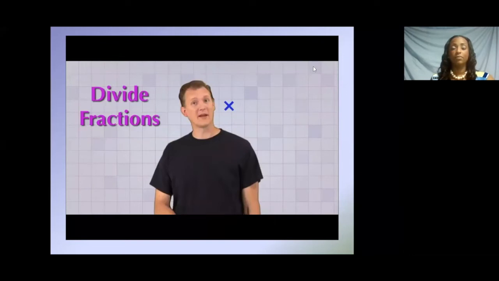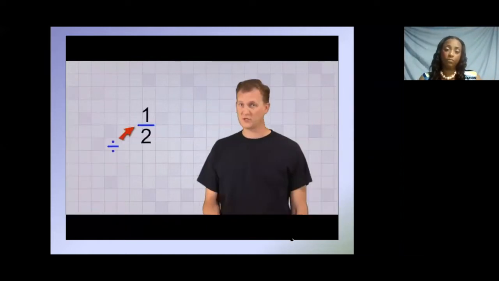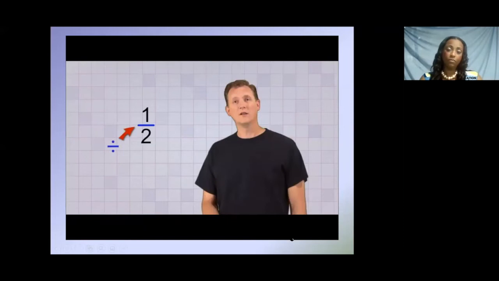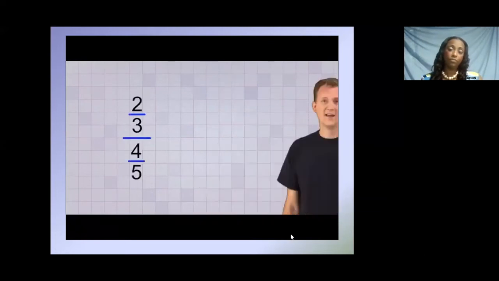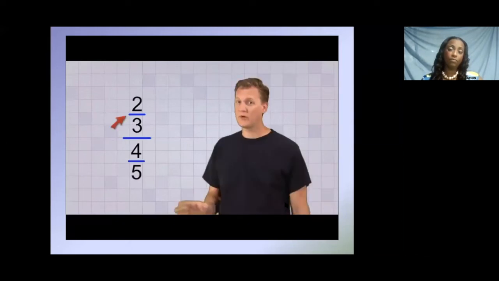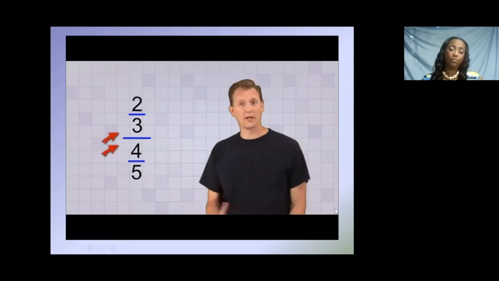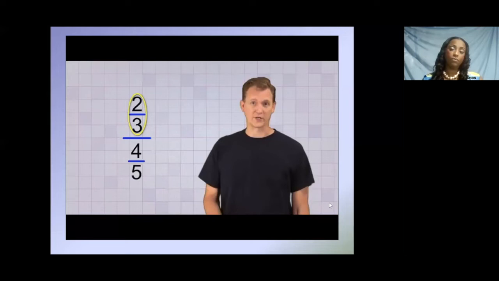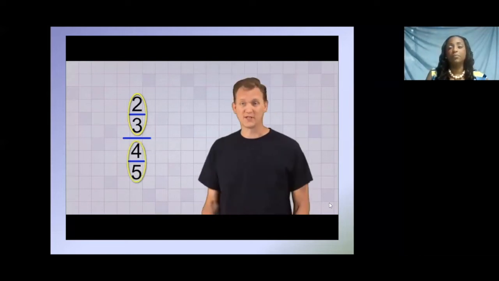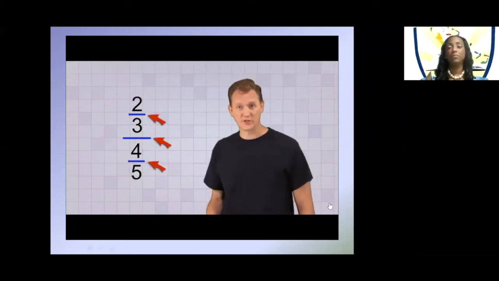But there's one more thing I want to show you. You already know that the line between the top and bottom number of a fraction is just another form of the division symbol. Well, that means you'll sometimes see fraction division problems written like this. This shows the top fraction, 2 over 3, being divided by the bottom fraction, 4 over 5. It's really just that we have a fraction made up from other fractions. The top number is a fraction, and the bottom number is a fraction. It just looks a little confusing because we have all these fraction lines here.